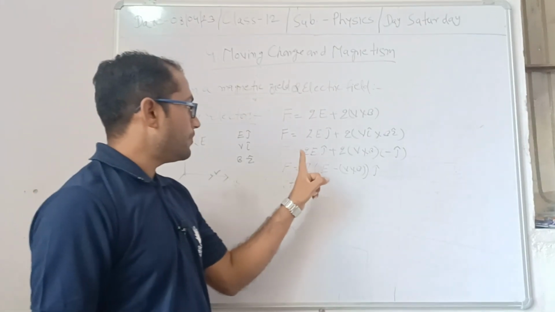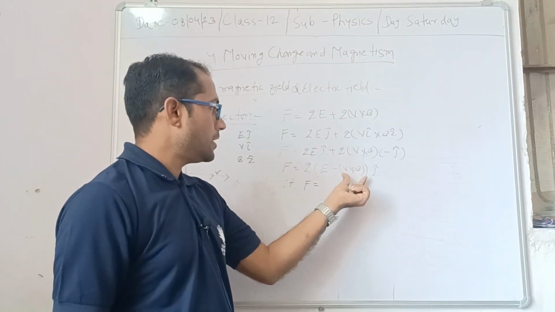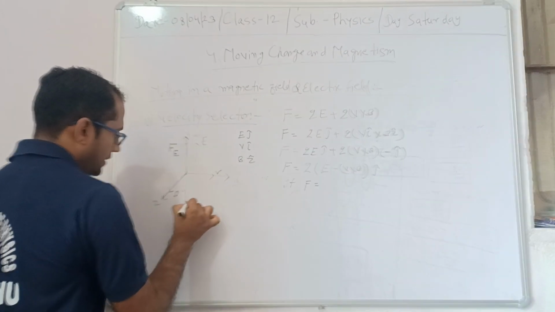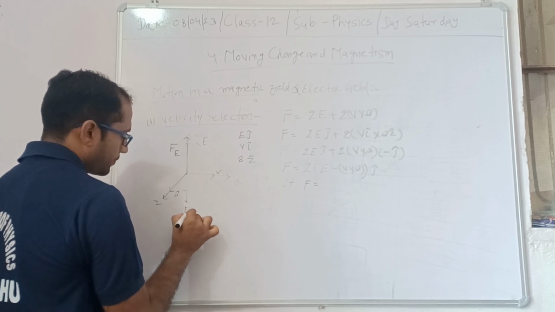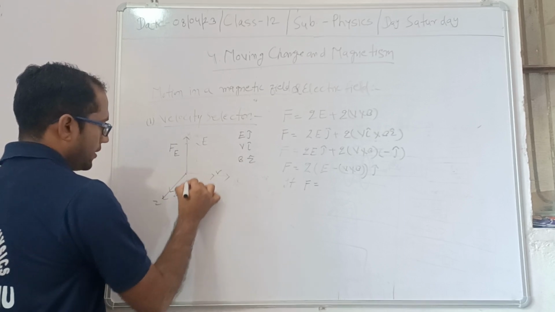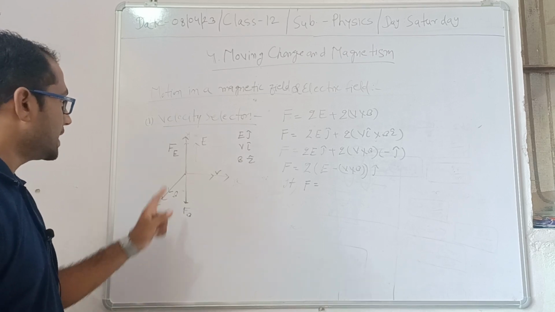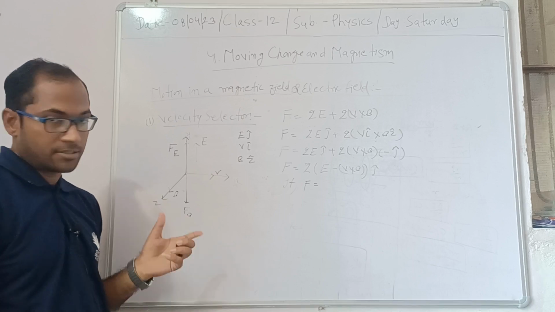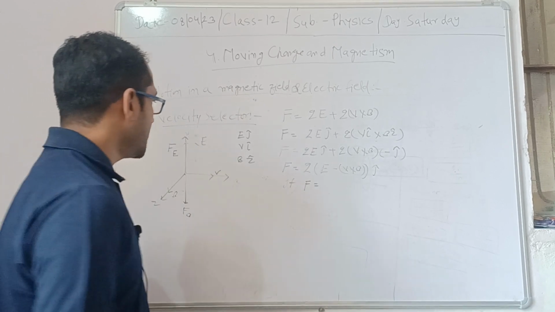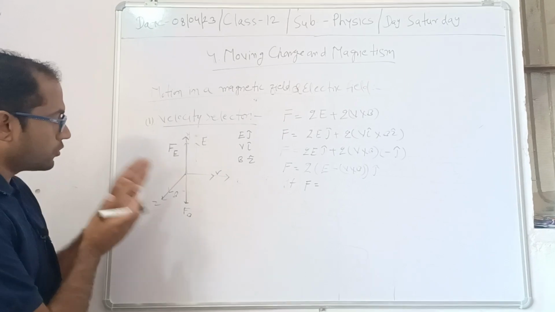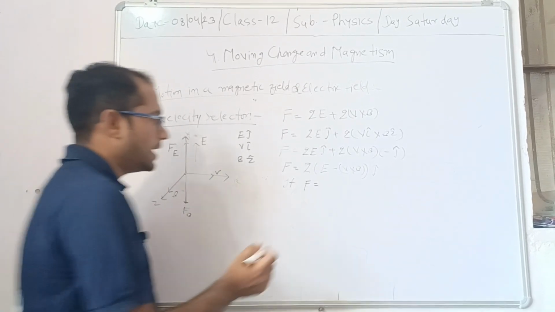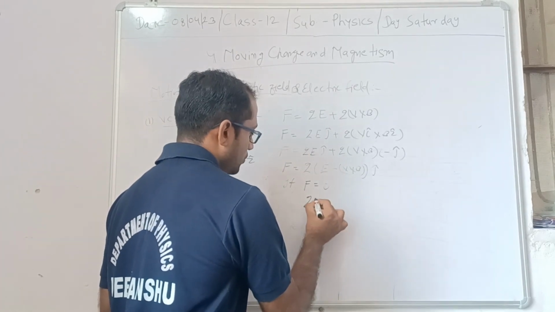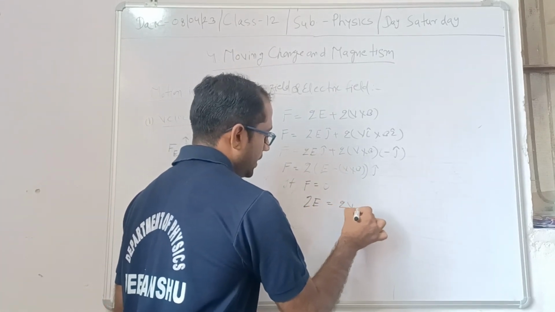But the magnetic force, V cross B, is in the minus j cap direction. So this direction is like this. This is FB. So in this case the electric force and the magnetic force directions are reverse. If these two forces balance each other, then F equals 0, and we get QE equals QVB.